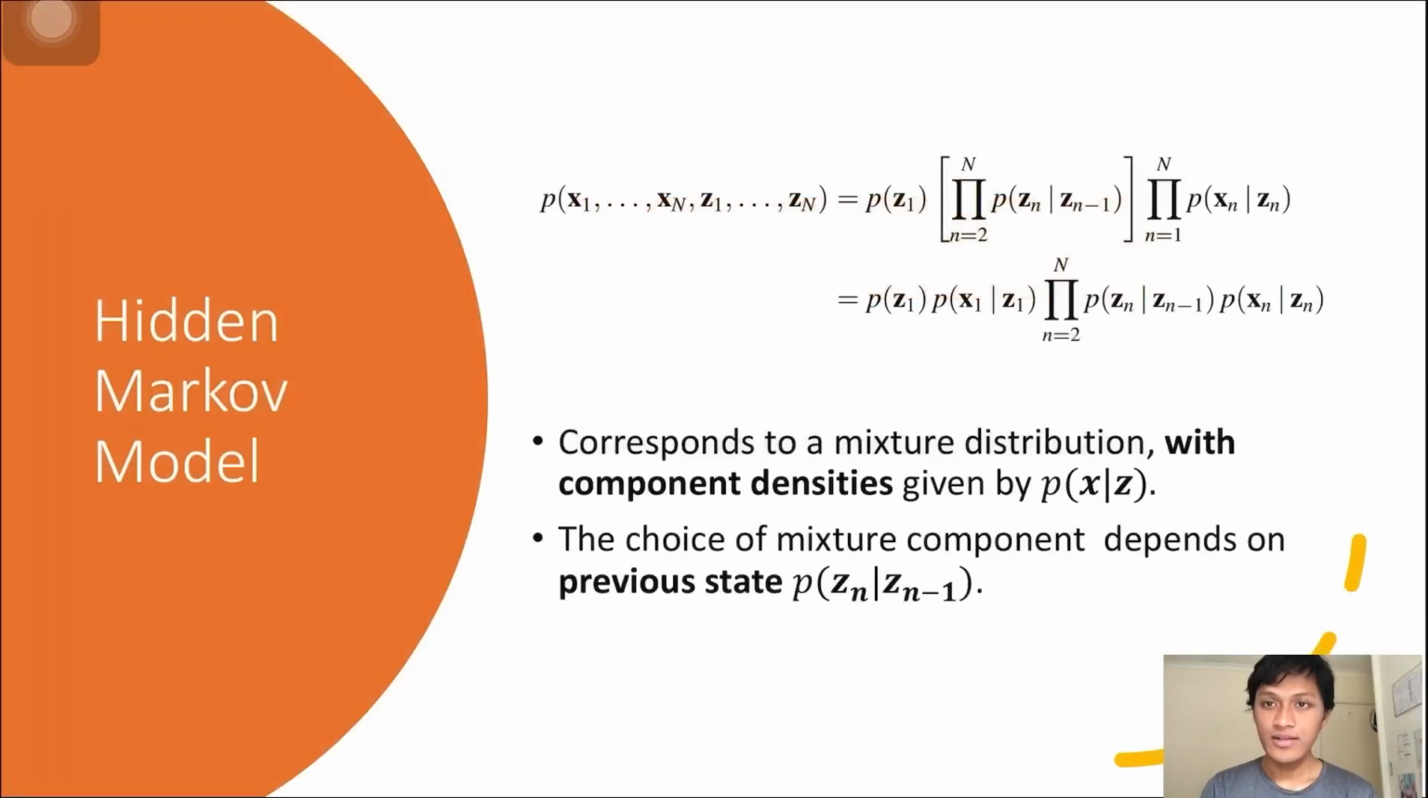Let's move on to the hidden Markov model. The hidden Markov model is a state space model where the value of Zn is discrete. At every step in the HMM, you can see here we have a correlation with the mixture distribution. This mixture distribution has component densities given by P(x|z). Next, the mixture component for its observation also depends on the previous state, and we denote it as P(Zn|Zn-1).